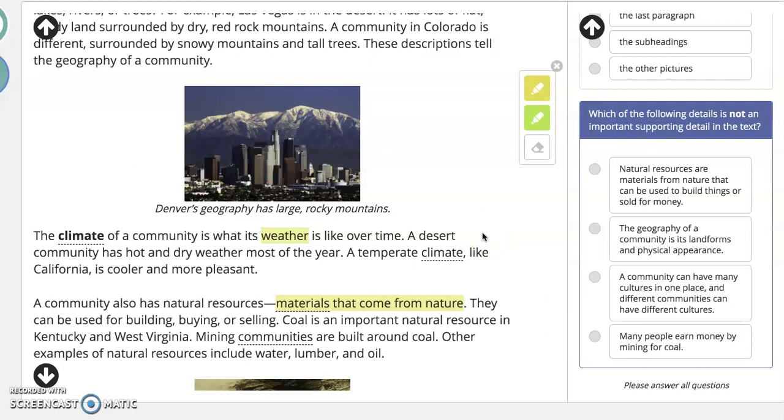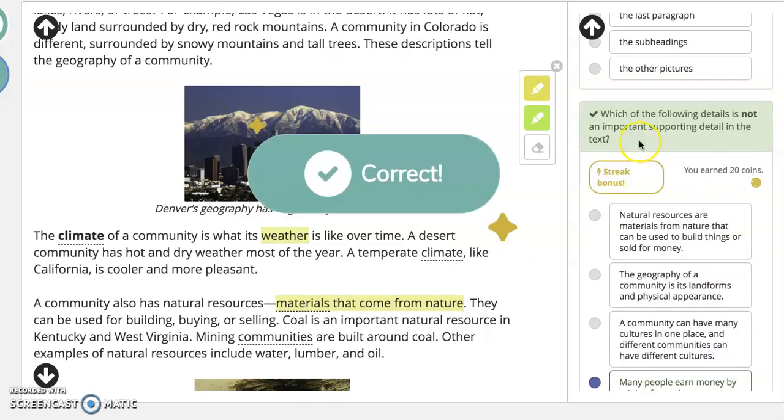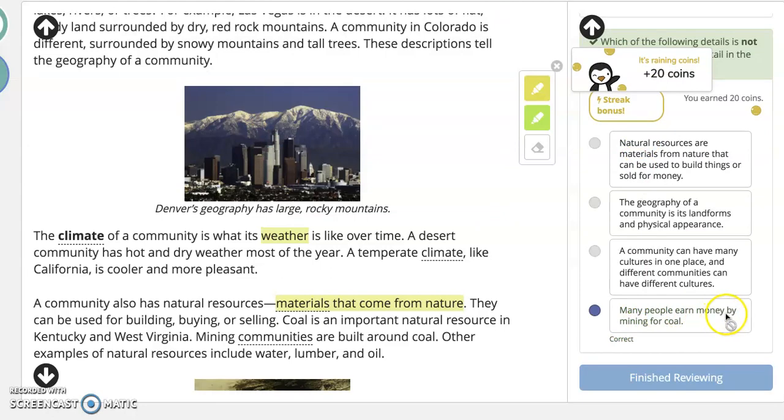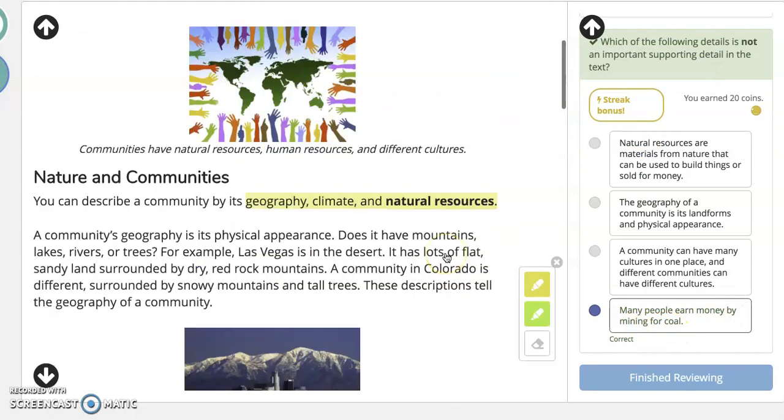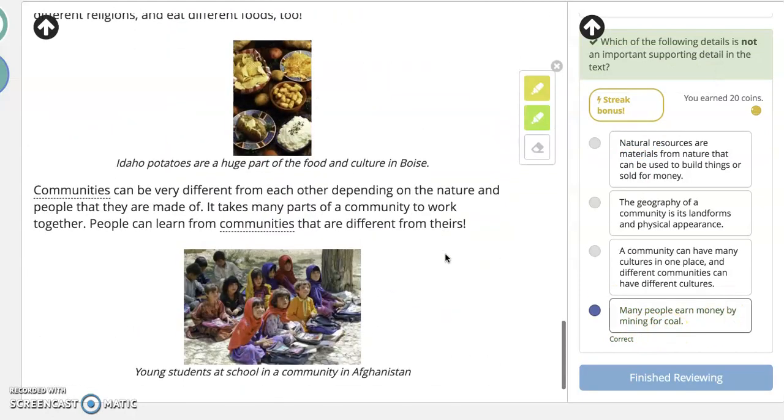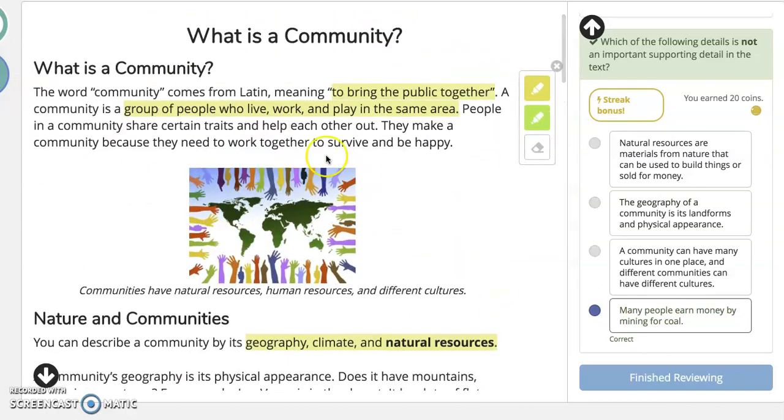All right, if you're back, you should have your answer. All these are talked about, these three. This one is never mentioned. Many people earn money by mining for coal. I didn't know that. I don't know that from reading this. And the money has nothing to do with what we're talking about. All right, excellent job. So here's the article once more.